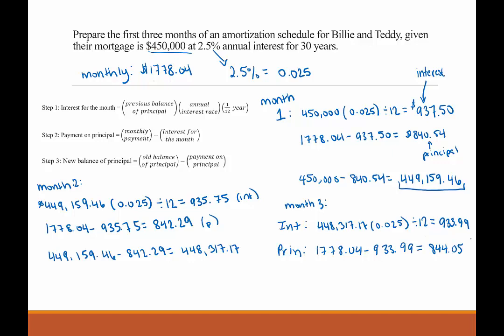Lastly, what's the new balance of principal? We're going to take the original one from this month, $448,317.17, and subtract $844.05. And we get, after the 3rd month, the balance of the principal is $447,473.12. Yay! Okay, so this was just looking at how the calculations are done.